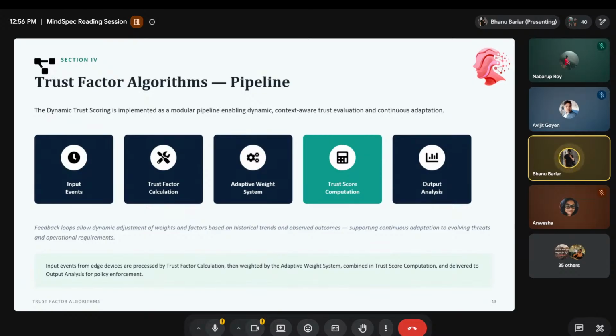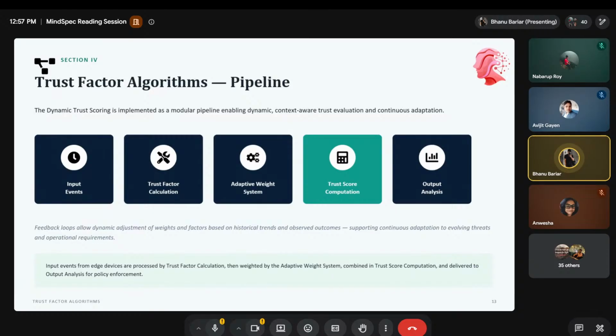Next, an important feature shown at the bottom of the figure is the feedback loop. This framework continuously learns from historical observations. As device behavior changes over time, trust weights and scores are updated accordingly. That's the work of the feedback loop. This continuous adaptation distinguishes dynamic trust scoring from conventional rule based trust systems.